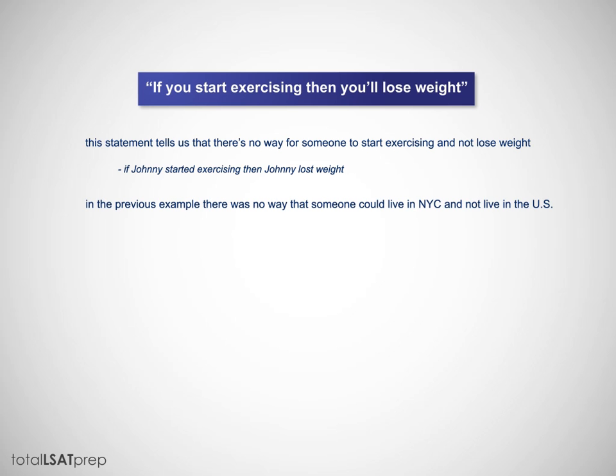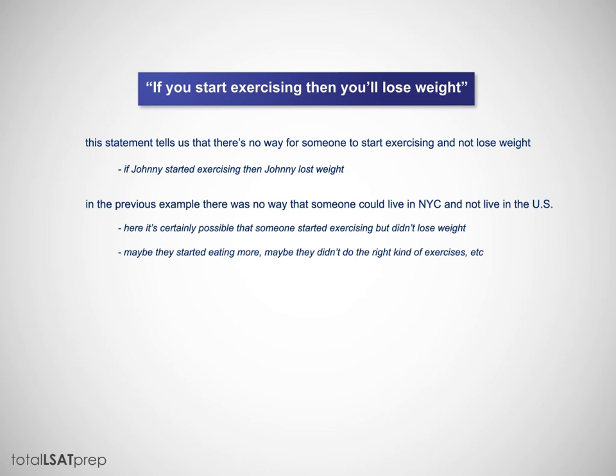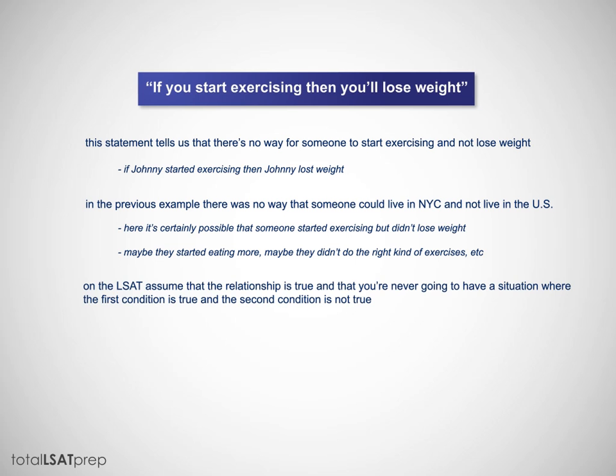In the previous example about living in New York and living in the US, there was no way that we could even come up with a situation where someone lived in New York and didn't live in the US. But here it's certainly possible that someone started exercising but didn't lose weight. Maybe they started eating more and the exercise didn't help. Maybe they didn't do the right kind of exercises, etc., etc. But on the LSAT, you don't have to worry about any of that stuff. If you're given a conditional statement, just assume that the relationship is true and that no matter what the statement is talking about, you're never going to have a situation where the first condition is true and the second condition is not true.